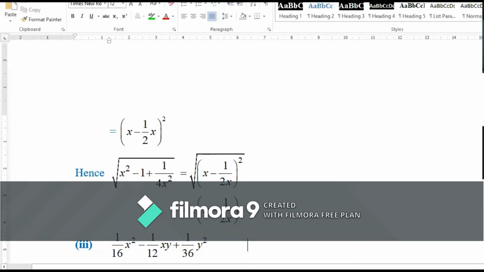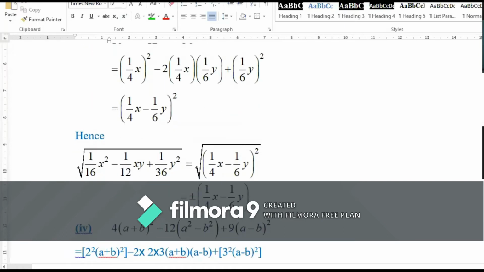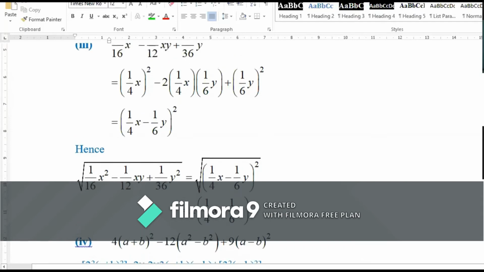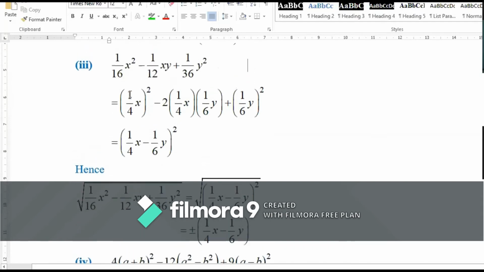Third part is very similar to the second part. It is just arrangement, the same sort of question as we have done right here. 1 over 16 is written as 1 over 4x whole square, and 1 over 36y square is written as 1 over 6y whole square. So the first task is that you have to arrange the two perfect squares, like 1 over 4x and 1 over 6y, and once these two terms have been arranged, you will arrange the two perfect squares.